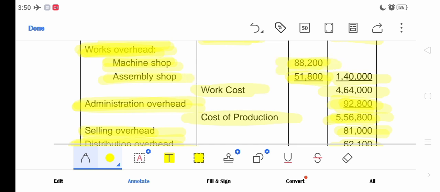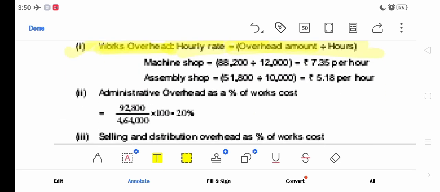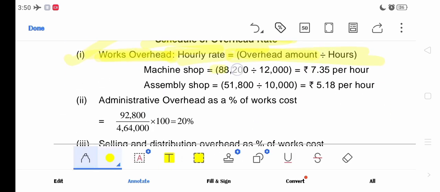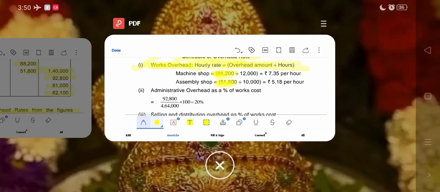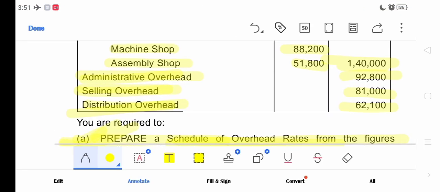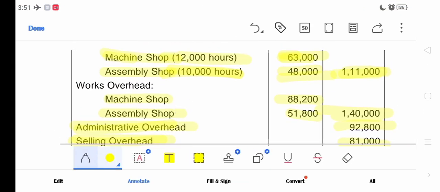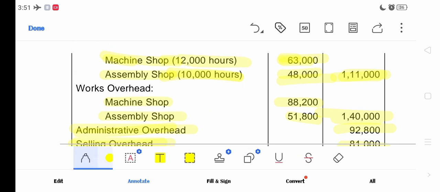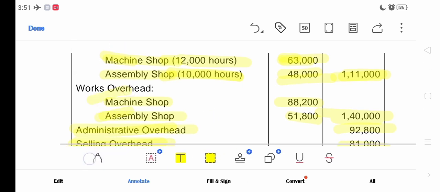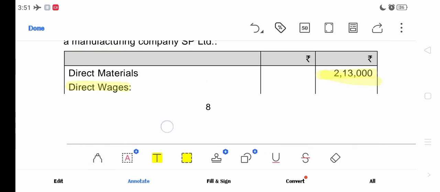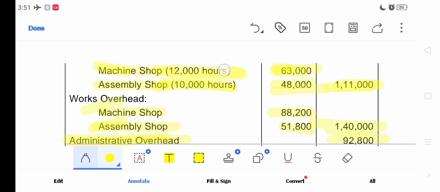For machine shop it is 88,200 and for assembly it is 51,800. So he has put the same. What is the number of hours, guys? These amounts are taken from the table, or even the question. What are the hours, you need to know. So the overhead amounts we have done. Now what is the number of hours for machine and assembly? Here he has not given it. In direct wages, these are the hours.